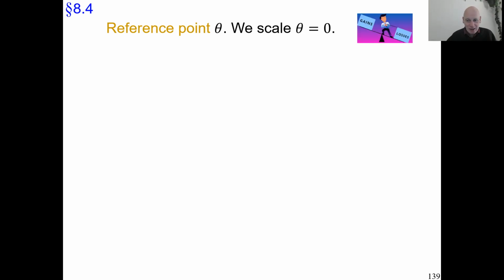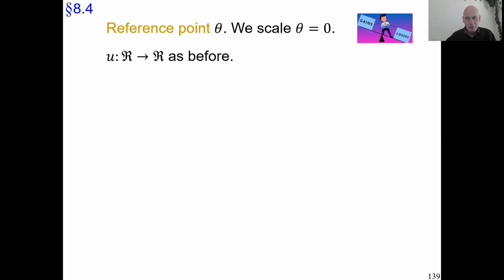Now I present theory about reference dependence. I already told you we don't have much theory, it will be mostly just notation, but here it comes. A reference point in general is denoted by theta, but in this course we will use the scale theta equals 0. That means outcomes then describe changes with respect to the reference point. And then improvements, positive outcomes, we call gains, and negative outcomes we call losses.